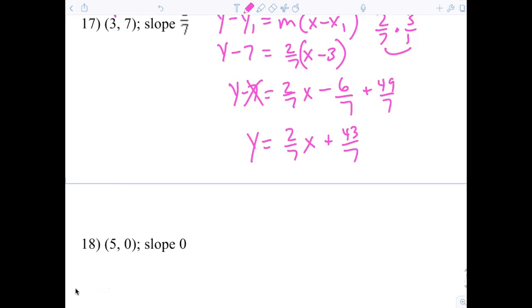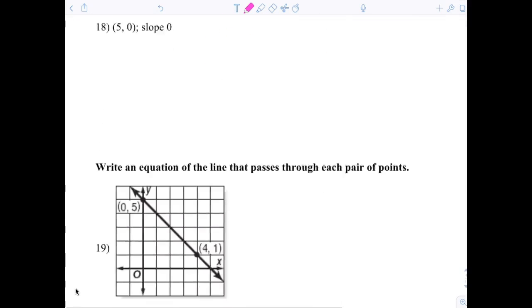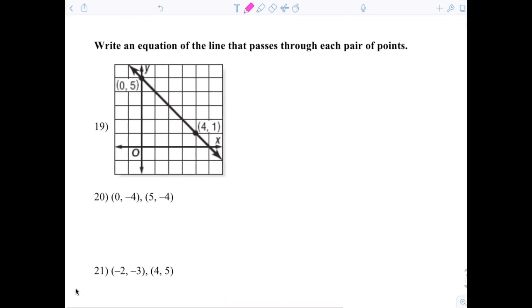All right, let's try one more. Then I'll give you some more time. All right, now we have to write the equation of the line that passes through each pair of points. For 19, do they give us the y-intercept? What's the y-intercept on 19, guys? 5. Circle it. B equals 5. That's what you should know.